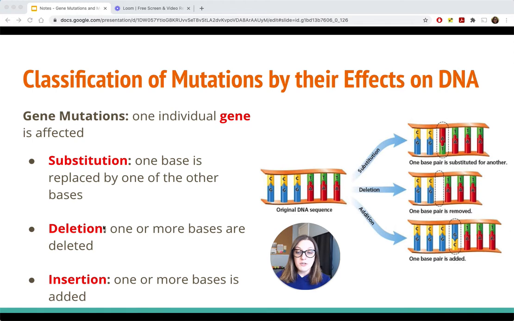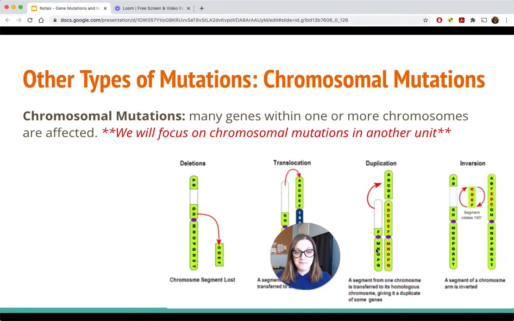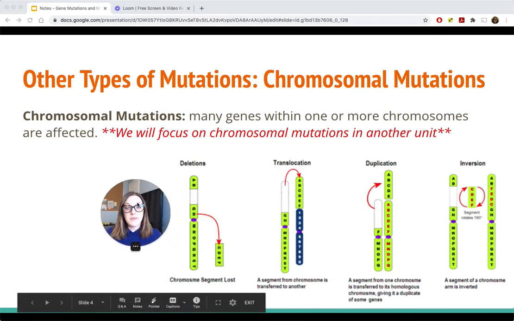A deletion mutation is when one or more bases are deleted from the sequence. In this image, you can see that one base pair was removed. An insertion is when one or more bases are inserted or added. Pretty simple and straightforward. There are other types of mutations that exist, and we will eventually talk about them.